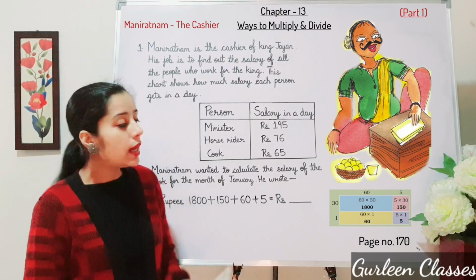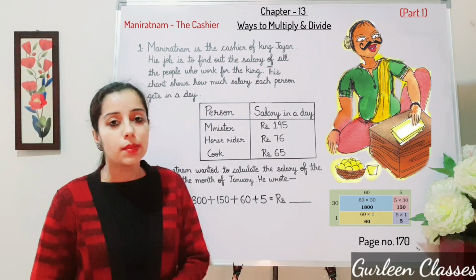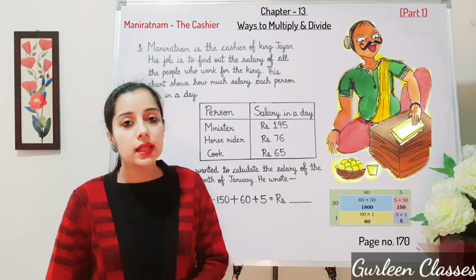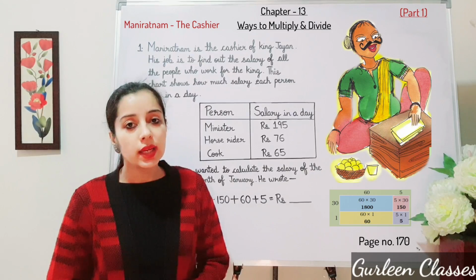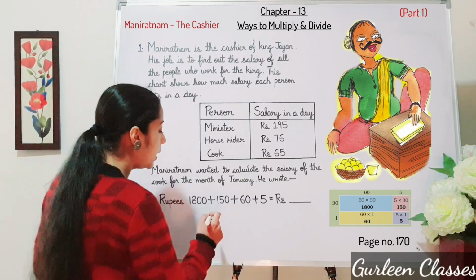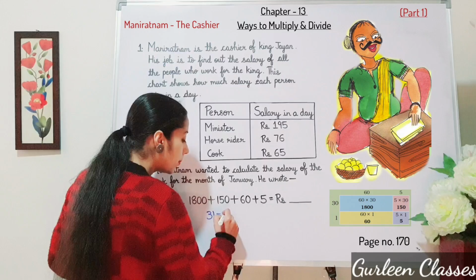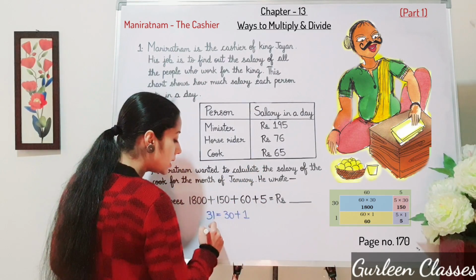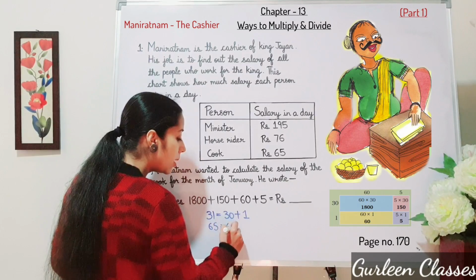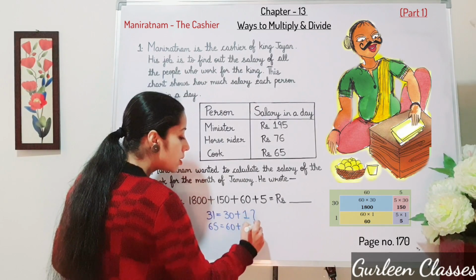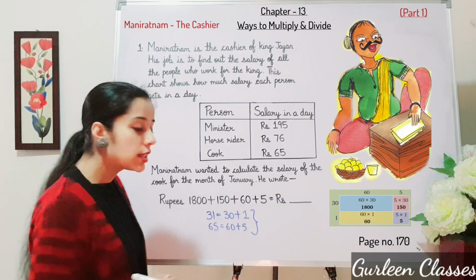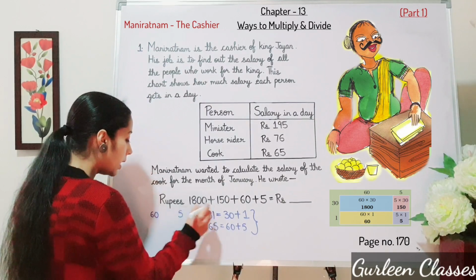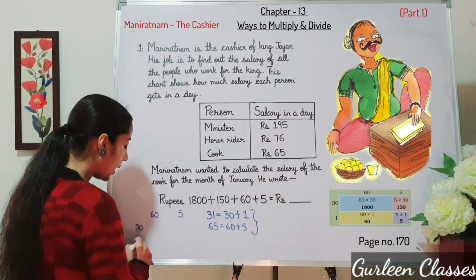So he wrote, in this table you can see they have broken the numbers. First of all, how many days are there in the month of January? 31. So first they have broken 31 into 30 plus 1. And the cook's salary in a day is 65, that is 60 plus 5. So now how will we calculate? First you will write 60 and 5 horizontally. Then vertically write 30 and 1 here.